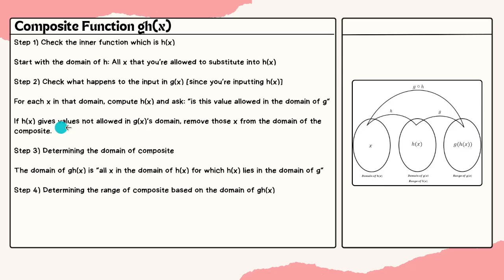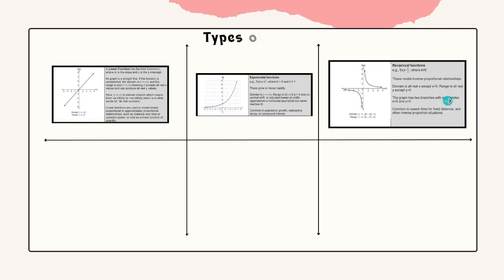If h of x gives values not allowed in g of x's domain, you have to remove those values. For determining the domain of your composite function, the domain of g h of x is basically all x in the domain of h of x for which h of x lies in the domain of g of x. It's best to visualize this using this map over here. So that's pretty much it for composite functions.